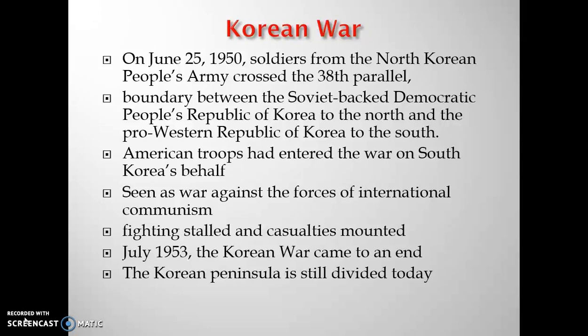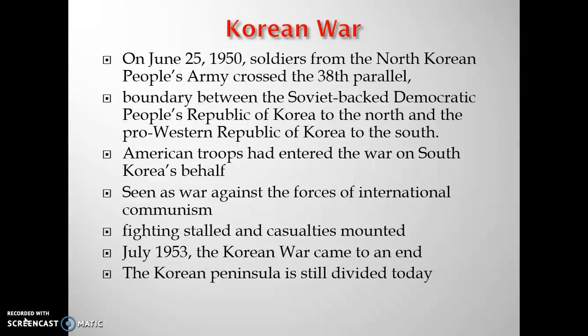This 38th parallel, which today is also referred to as the DMZ, the Demilitarized Zone, is the boundary between the Soviet-backed Democratic People's Republic of Korea to the north and the pro-Western Republic of Korea to the south. American troops entered the war on South Korea's behalf, and the Soviet Union entered on North Korea's behalf. This was seen as a war against the forces of international communism. Again, this was a proxy war between two larger groups.